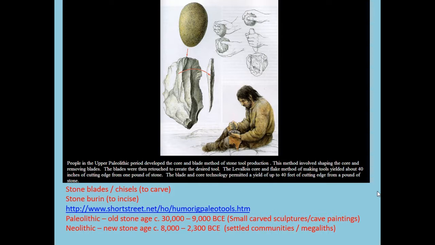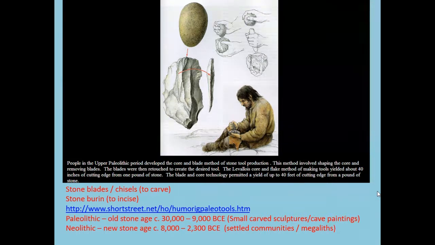A couple important things to know here are the two different main types of tools that the prehistoric stone carvers would have used. The stone blades or stone chisels would have been used for taking out really large sections of stone. And the smaller tool for the more fine detailed incising or scratching into of lines and details would be our stone burin. So blades and chisels for carving, the burin for incising.